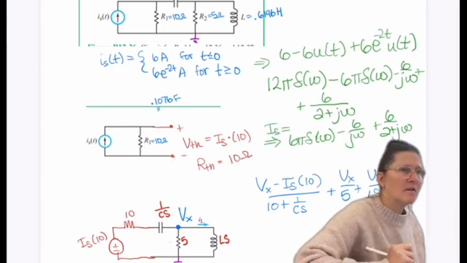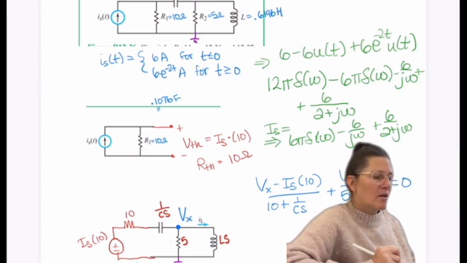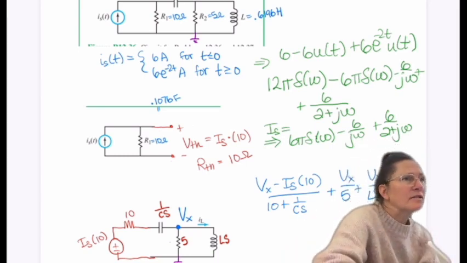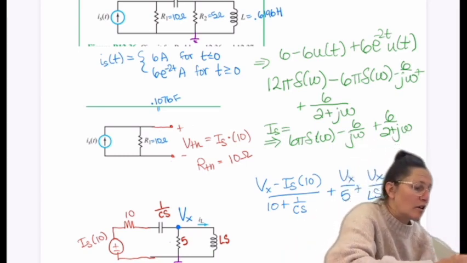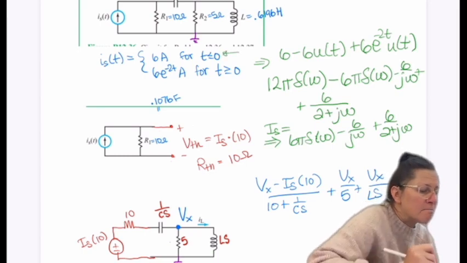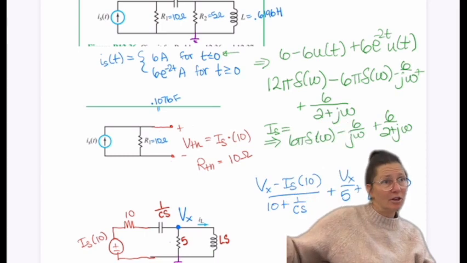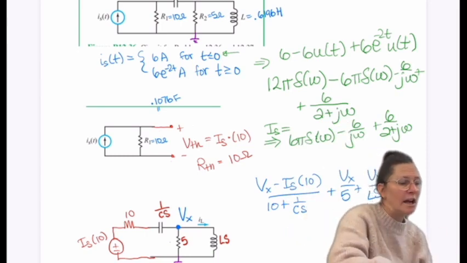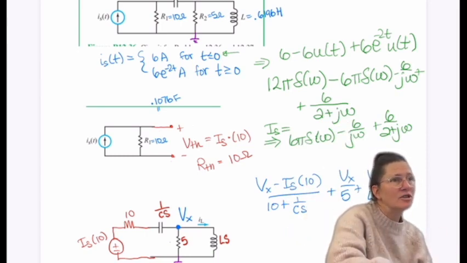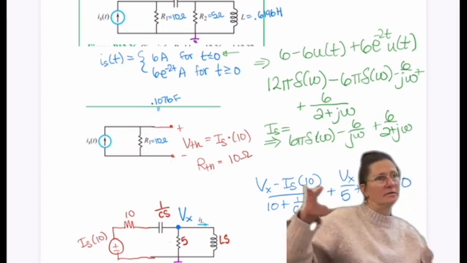Where did the 6 u of t come from? The minus 6 u of t? So this is only 6 until you hit 0, and then it goes away. So in order to get that away, you're subtracting off 6 u of t. And that will put a 0 there. That's how we do it.